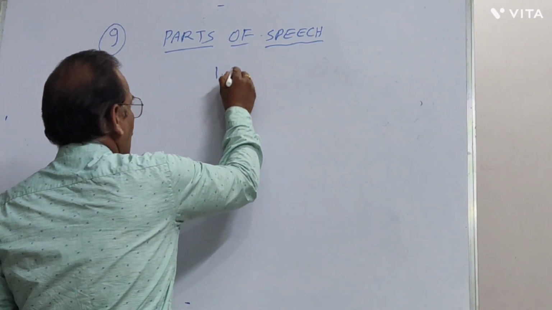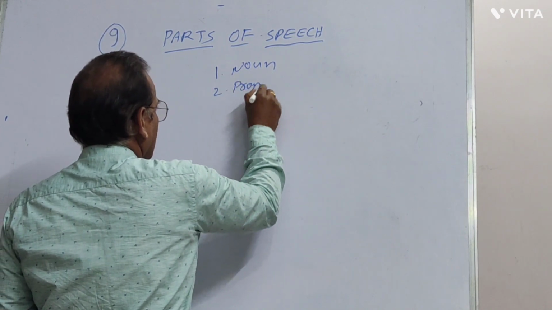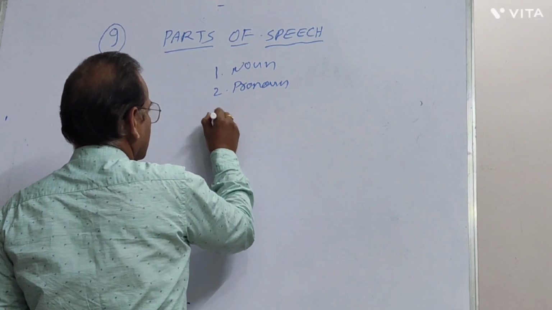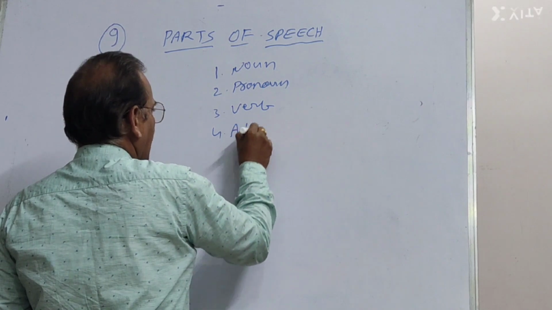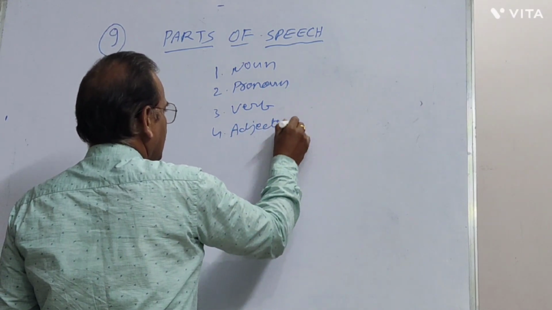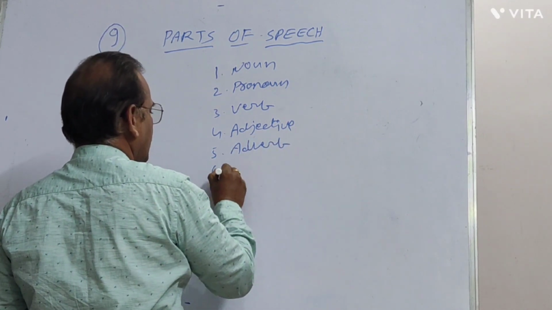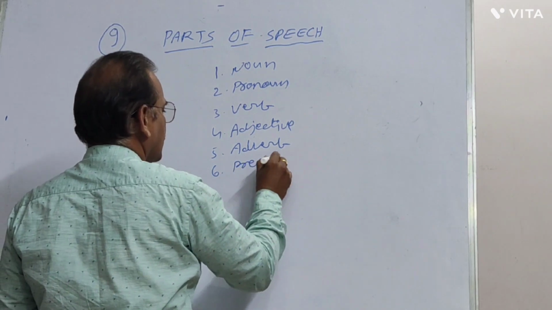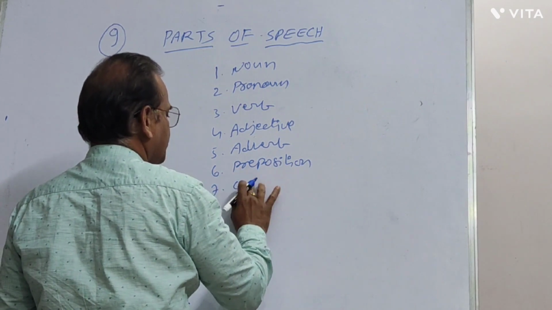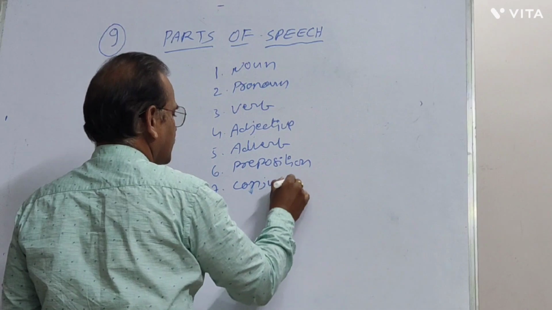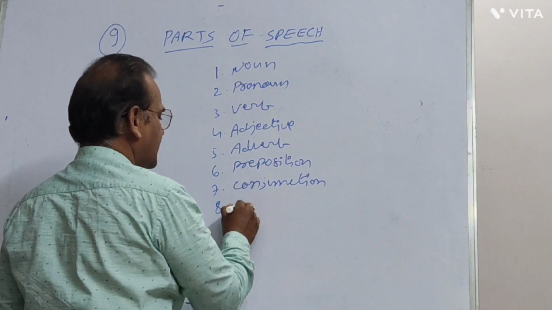The first one is noun, pronoun, verb, adjective, adverb, preposition, conjunction, and the last one is interjection.